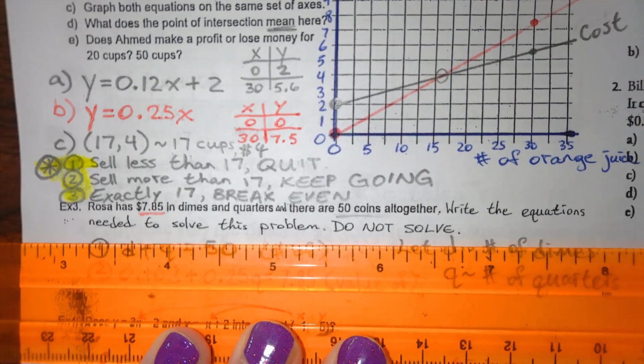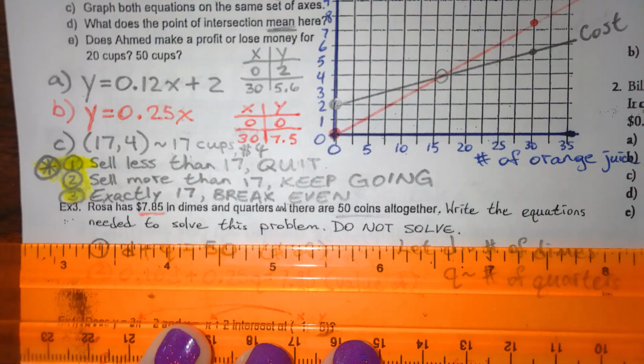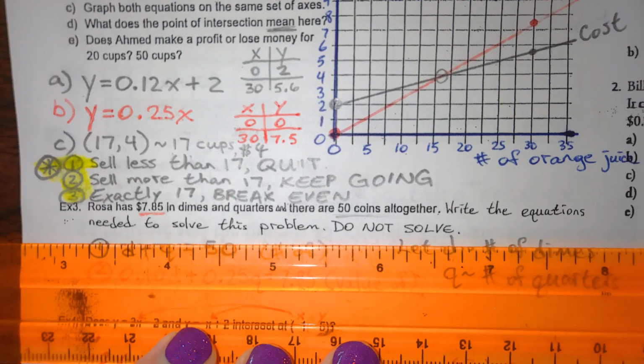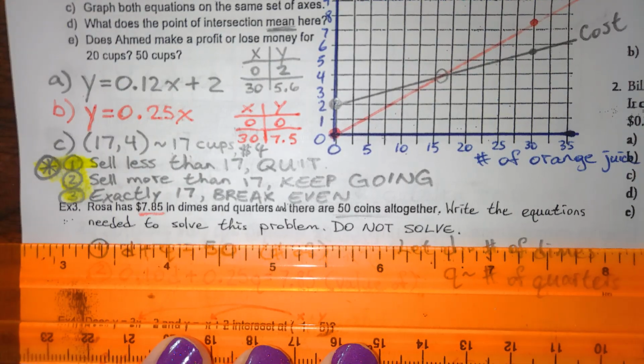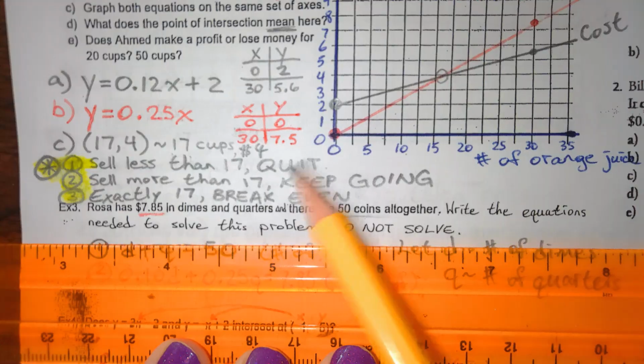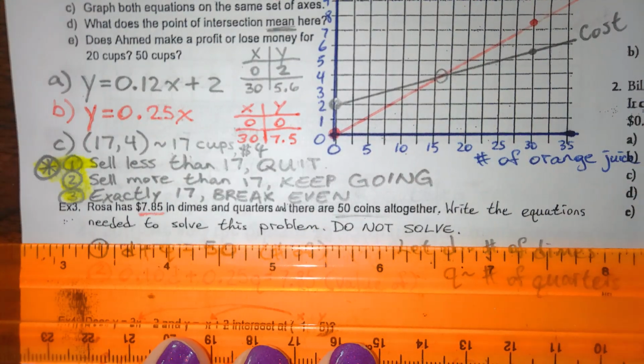Yeah, so that's why I don't want the business answer. I want the mathematical answer. Yeah, so this is the mathematical answer based on your point of intersection.